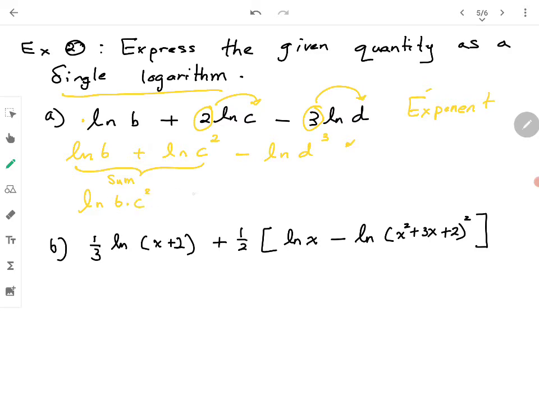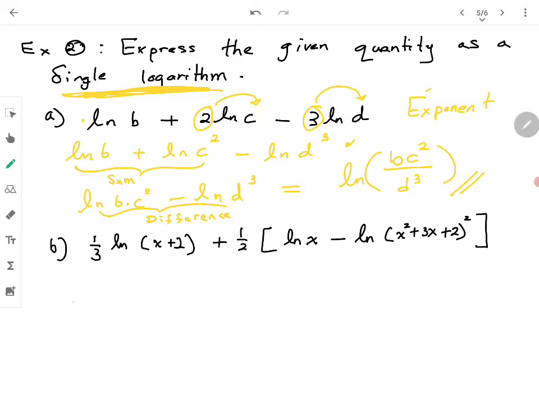ln b times c squared. And now I have a difference, and a difference can be written as a quotient. So ln of b c squared over d cubed. So that's the final answer. We made it into a single log term. Okay.